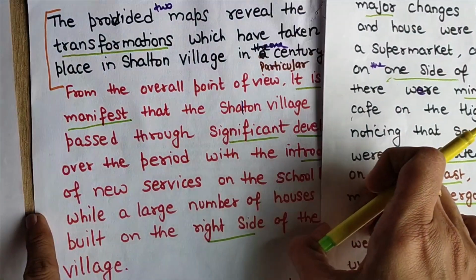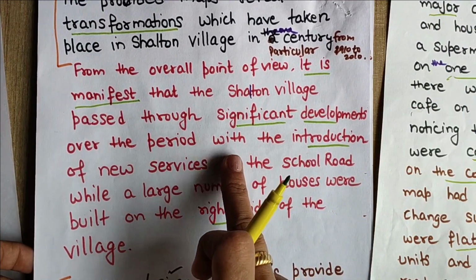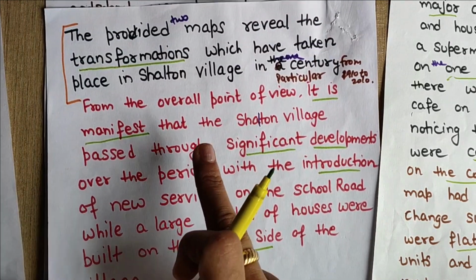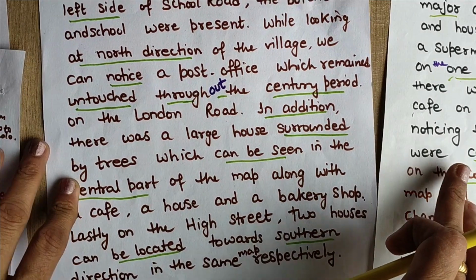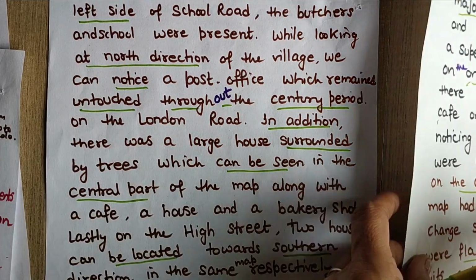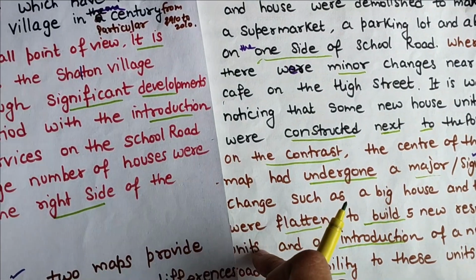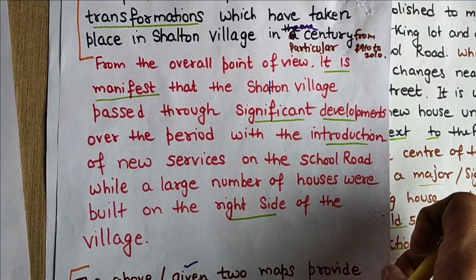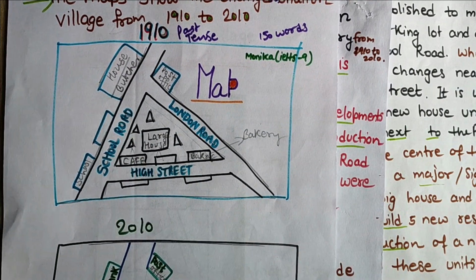My full writing is full of vocabulary, and I have not repeated any words. Here also, I have used so many good vocabulary words for the map activity, and I have not repeated anything. So you can watch this video fully till the end, and you will come to know how to use vocabulary words for Writing Task 1.